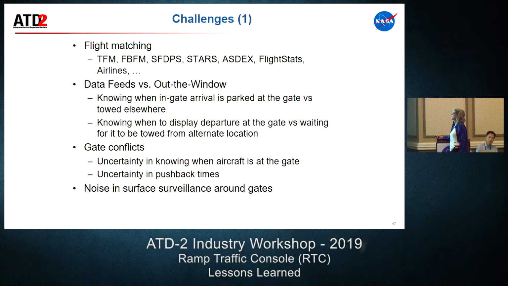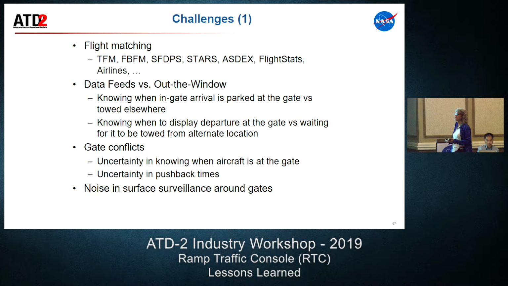Data feeds versus out the window, knowing when an in-gate arrival is parked at the gate versus towed elsewhere, knowing when to display departure at the gate versus waiting for it to be towed in from an alternate location. So the controllers want their display to match what they see out the window. But if an aircraft doesn't have its transponder turned on, we can't know. And so we have no way of knowing.